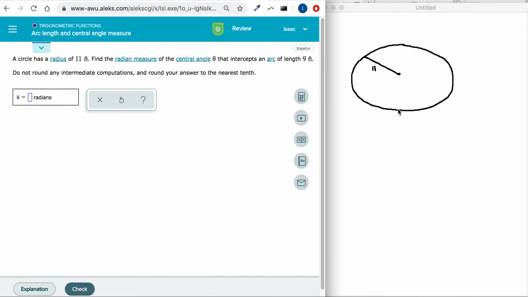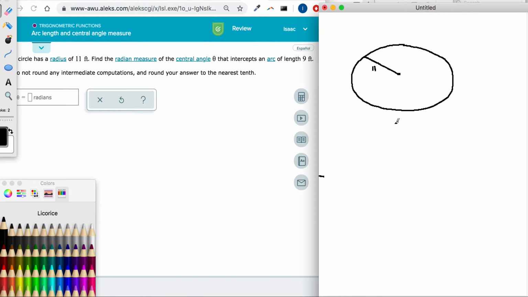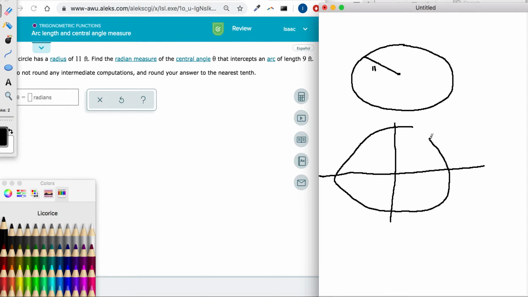Okay, so when I think about an angle, I usually try to just keep it consistent. We usually start with the initial side and we go to a terminal side, okay? So if we've got some sort of circle with a radius of 11 feet, that means it's 11 feet from here to here, right? And an arc length of 9 feet, you don't have to get it perfect, but you can just draw a little estimate of what 9 feet might look like. Okay, maybe that's an arc length of 9 feet. So we're supposed to find theta in radians, okay?